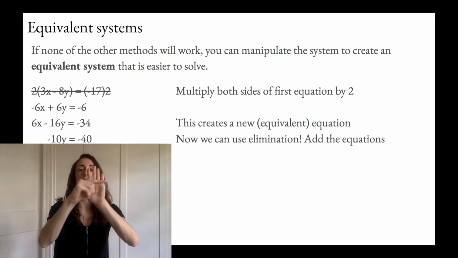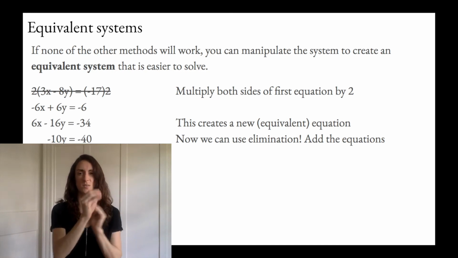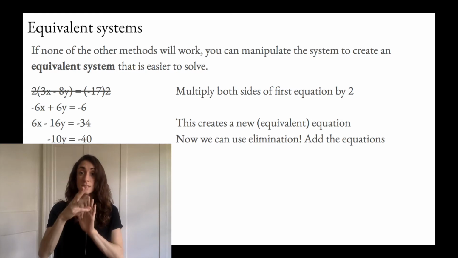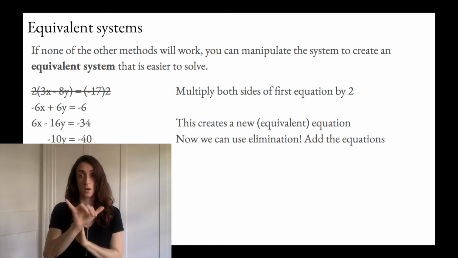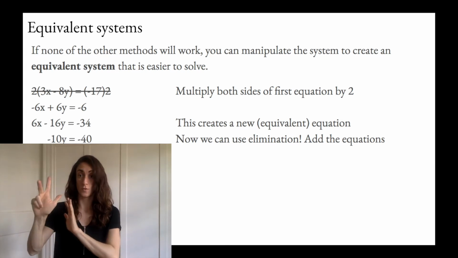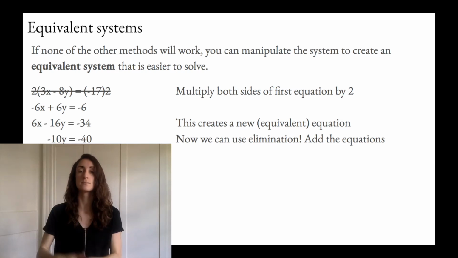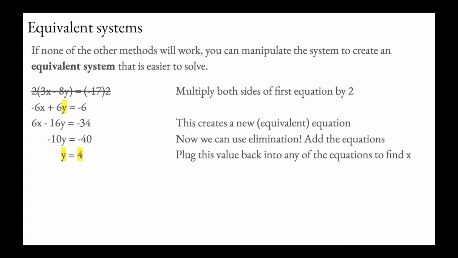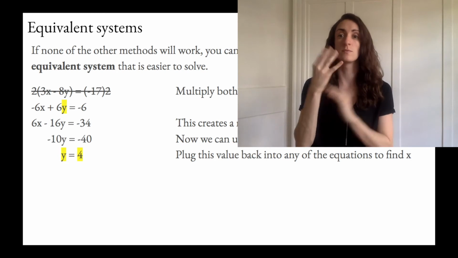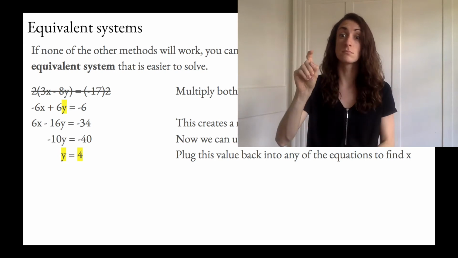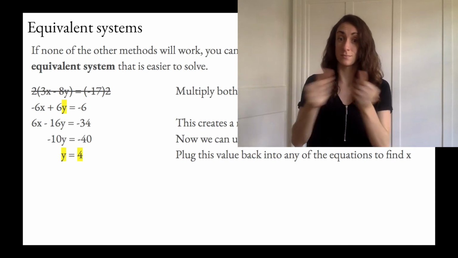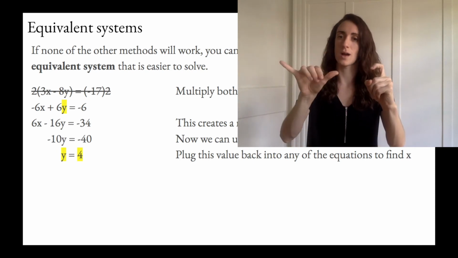So when we add those two equations, we'll get negative 6x plus 6x equals 0, so that disappears. 6y plus negative 16y is negative 10y, and negative 6 plus negative 34 is negative 40. Now we found y equals 4, but we're not done yet. We still need to find x. Remember that the solution of a system of equations is a point, x comma y. So we have y, and now we need to find x.